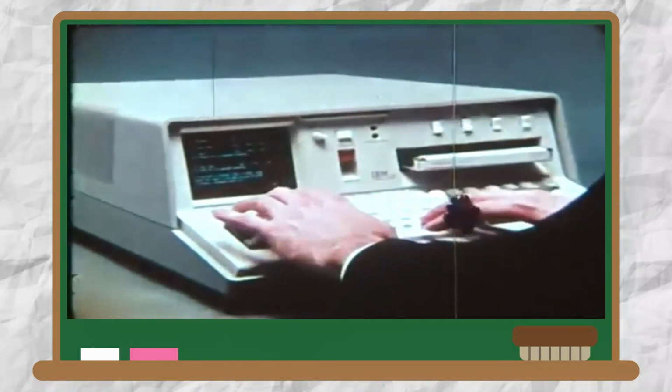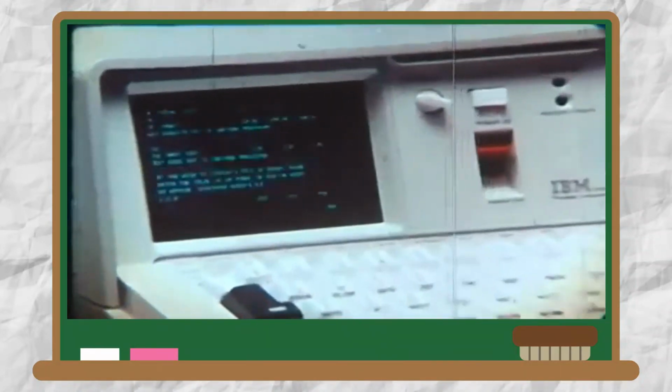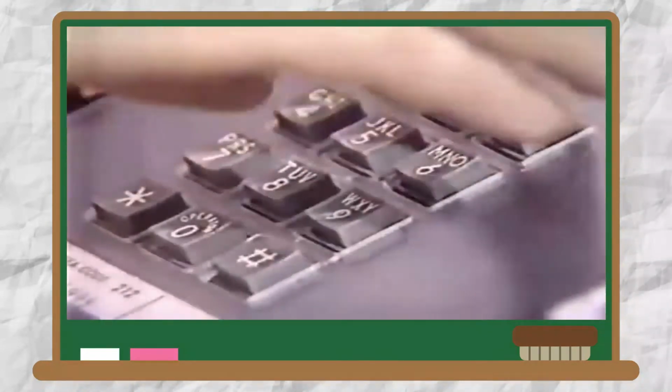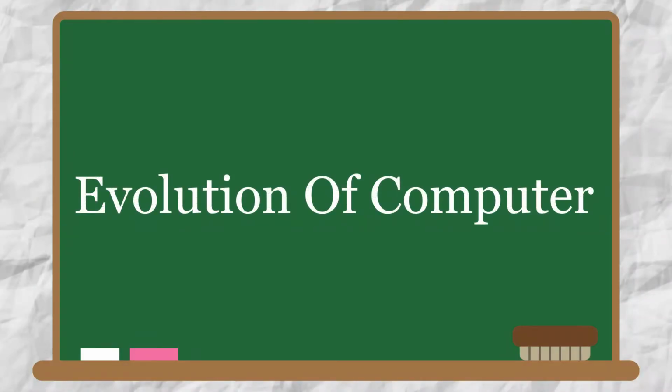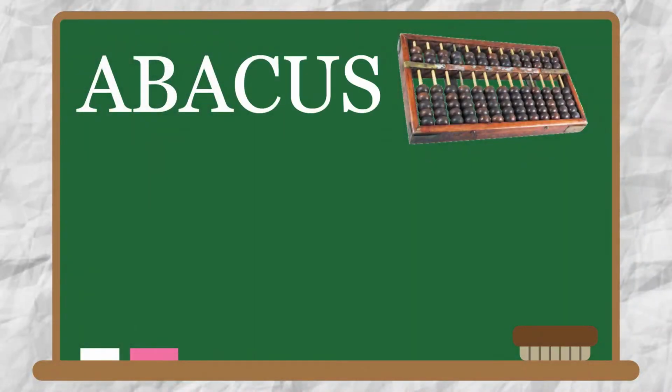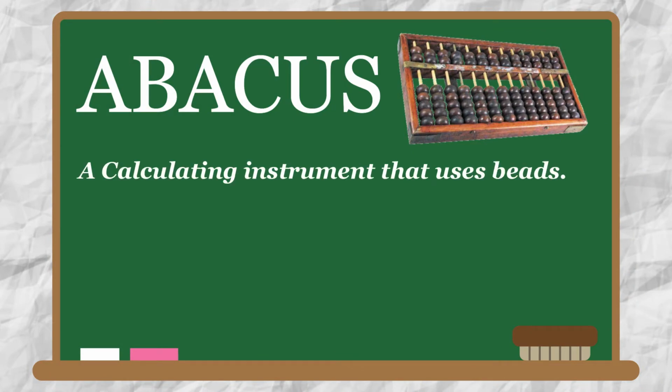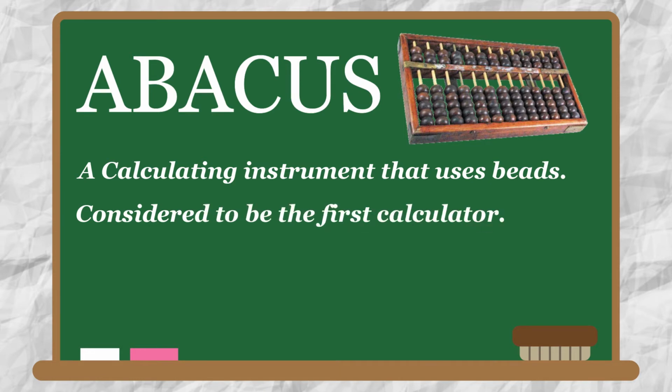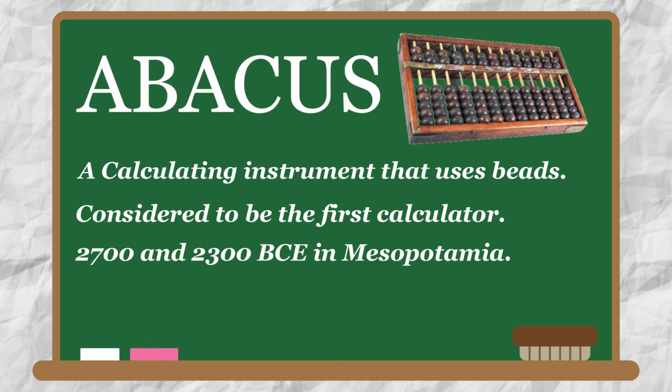But do you know, computers are historically described as machines that were used in performing calculations with numbers. So we will study the evolution of the earliest devices used for computation and how they became the computers that we depend on today. The abacus, a calculating instrument that uses beads that slide along a series of wires or rods set in a frame to represent the decimal places. It is considered to be the first calculator. The exact origin is unknown, but the Sumerian abacus appeared as early as 2700 to 2300 BCE in Mesopotamia.